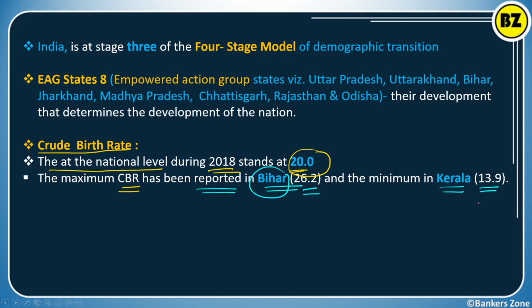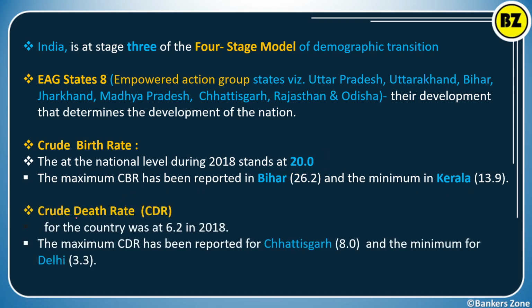Okay, so further see here, what do you mean by CDR? CBR is the crude birth rate. Now what is the CDR? CDR is the crude death rate. Here for the country it was 6.2, that means how many persons died per 1000 people. It is 6.2 in 2018. The maximum CDR has been reported in Chhattisgarh, it was 8, and the minimum is for Delhi, 3.3. Okay, so these are the crude birth rate and the death rate.